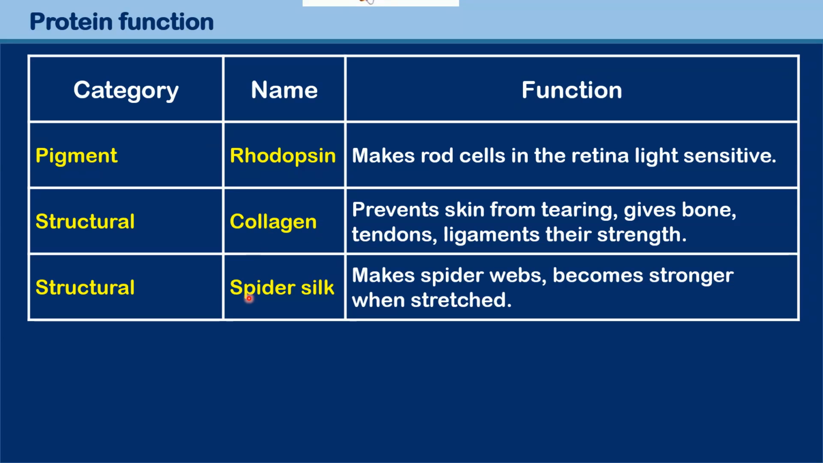And last, another example, spider silk is also a structural protein, and it makes spiders' webs become stronger when stretched. So you stretch the spider web, and as a matter of fact, it even becomes stronger. So essentially, what's the point of this table? The point of this table is simply to show you that even though all of these proteins are made of the same 20 amino acids, simply connected differently, the function and the structure can be vastly different.